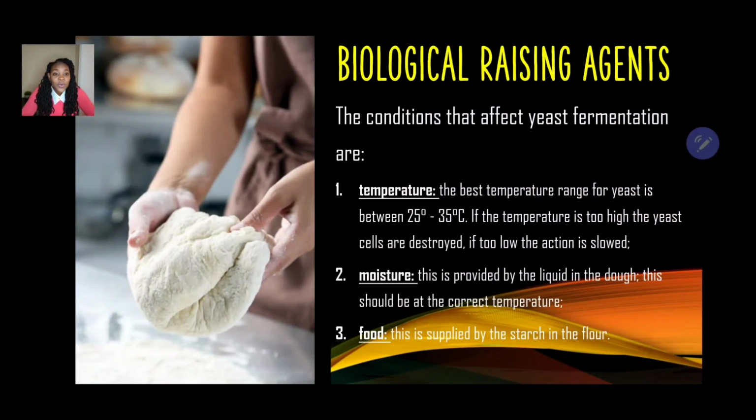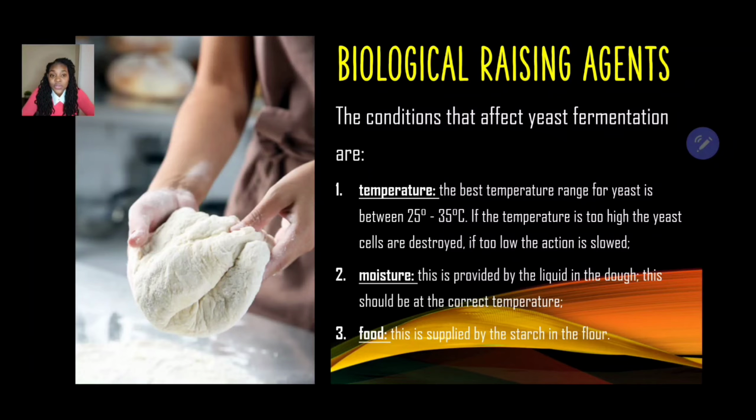Good? Now, the conditions that affect yeast fermentation are temperature, moisture, and food. So if the yeast bread did not rise, it is a possibility that one or more of these things were affected, right? The first one that we're looking at is temperature. The best temperature range for yeast is between 25 degrees to 35 degrees Celsius, right? If the temperature is too high, the yeast cells are destroyed. If it is too low, the action is slowed.